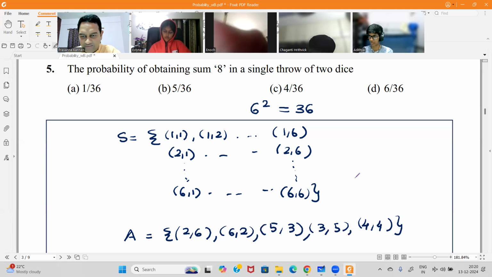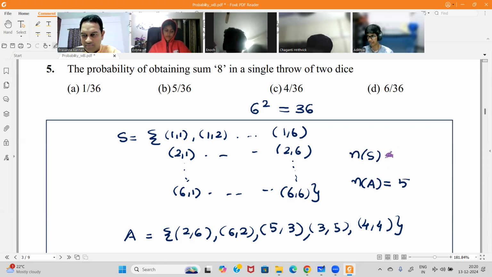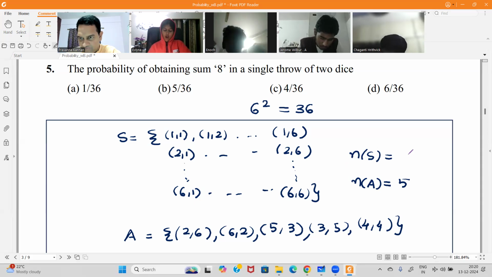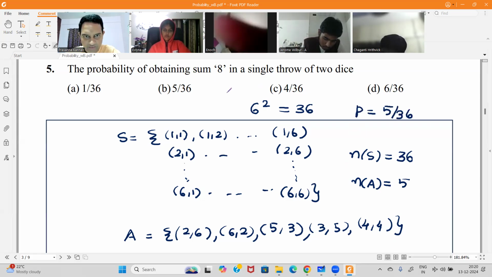So how many outcomes are there which we want? 5, sir. 5. And how many outcomes totally? 36. So totally we have 36 outcomes, right? So what will be my required probability? 5 by 36. Exactly. So that will be my second option.